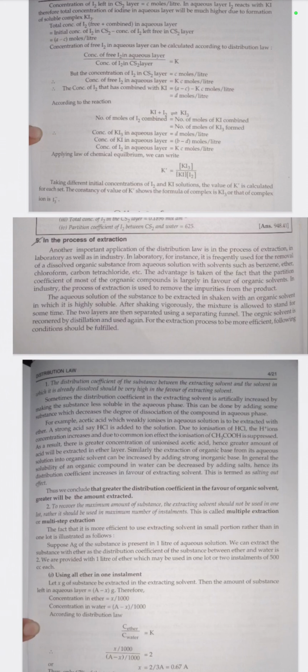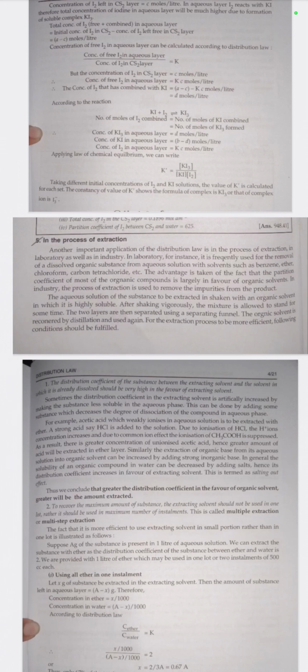Another important application of the distribution law is in the process of extraction, in the laboratory as well as in industry. In the laboratory, for instance, it is frequently used for the removal of a dissolved organic substance from aqueous solution with solvents such as ether, chloroform, carbon tetrachloride, etc. The advantage is taken of the fact that the partition coefficient of most organic compounds is largely in favor of the organic solvent. In industry, the process of extraction is used to remove impurities from the product.